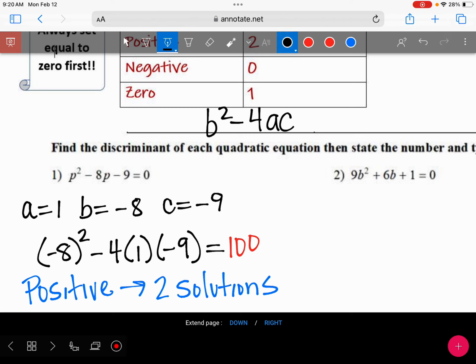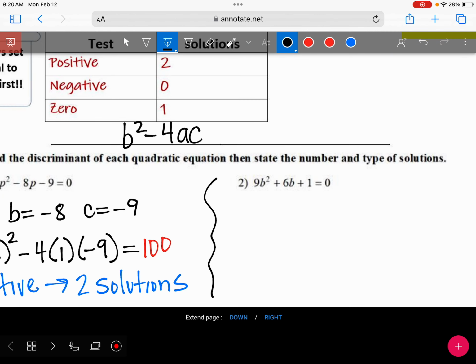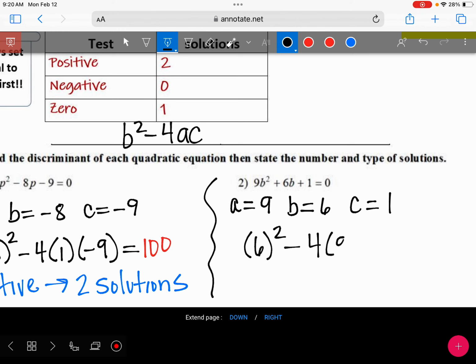All right, let's go ahead and do number 2. Is it already set equal to 0? All right, so A is 9. B is 6. C is 1. In your calculators, you're going to put in, I always put that B in parentheses, B squared minus 4 times A times C. Go ahead, type that in your calculators.